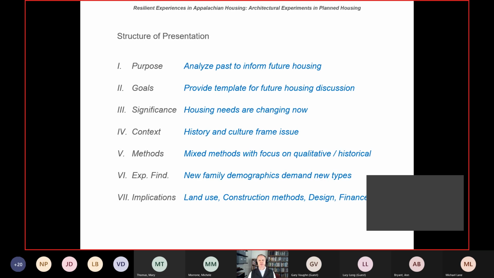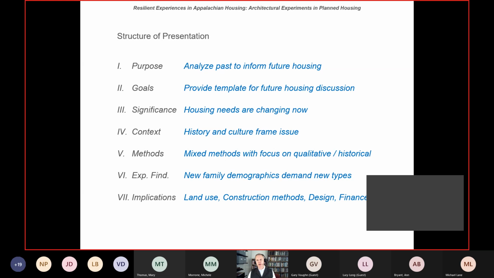So for me, the interest is rooted in a belief that housing needs in Appalachia should respond to the present situation and future needs. And this prompts a look back at where housing came from, and that's what organizes this presentation. So what are examples of planned housing in Appalachia and specifically West Virginia in this case, and how can we use that prior experience to frame work going forward?